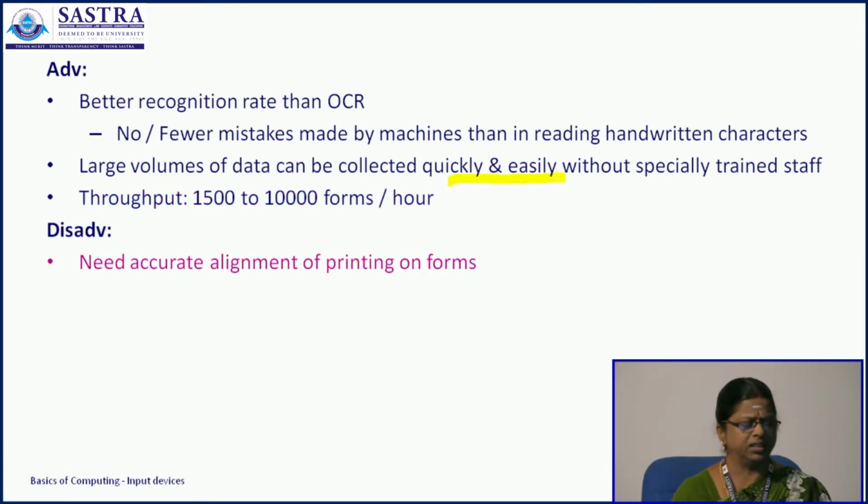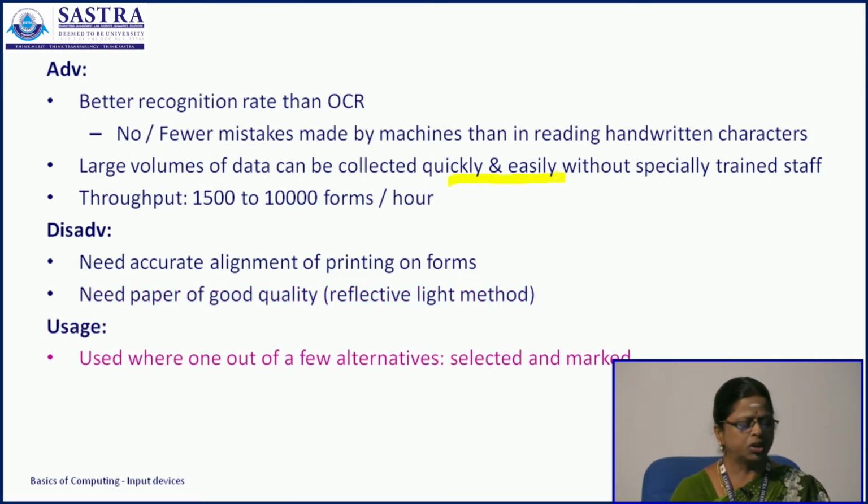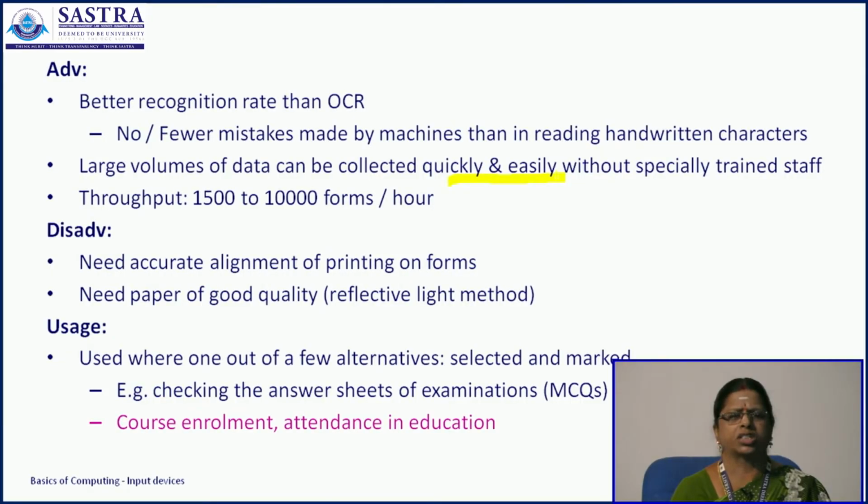What are the disadvantages? It needs accurate alignment of printing on the forms. It needs paper of good quality which can reflect light. Where is it used? It is used where one out of few alternatives needs to be selected and marked, especially when we check the answer sheets of examinations which have MCQs. MCQs are multiple choice questions. This kind of OMR sheets can also be used for course enrollment and for attendance.